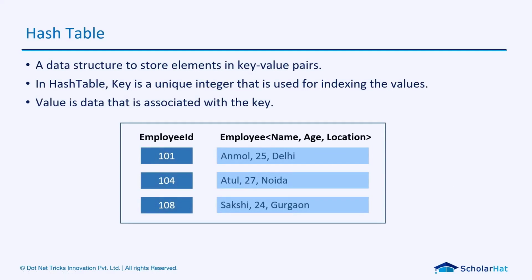A hash table is a data structure that stores elements in key-value pairs. As we said, why we use a hash table: the basic idea is we want to retrieve and access data very efficiently, and this data structure helps us do that. That's why we use hash table, hash set and hash map also. In a hash table, the key is a unique integer that is used for indexing the value. The value is the data that is associated with the key.